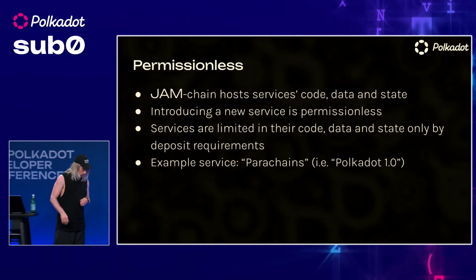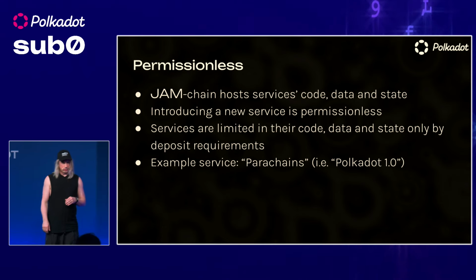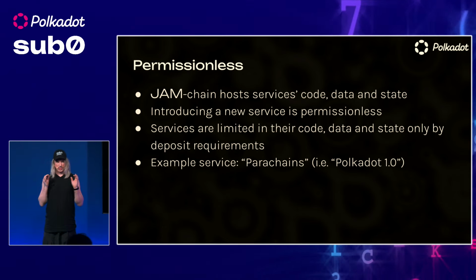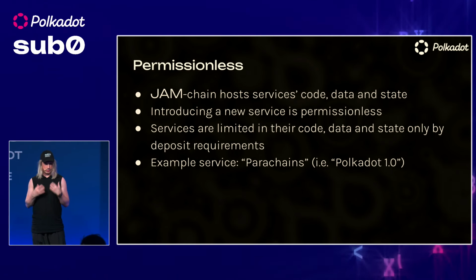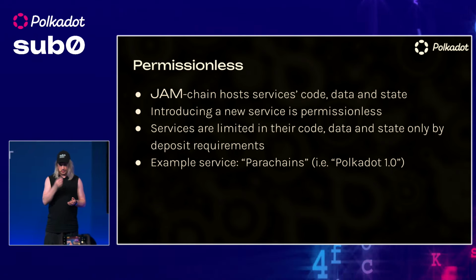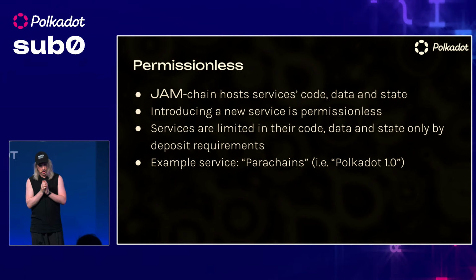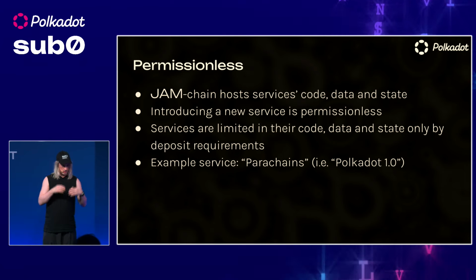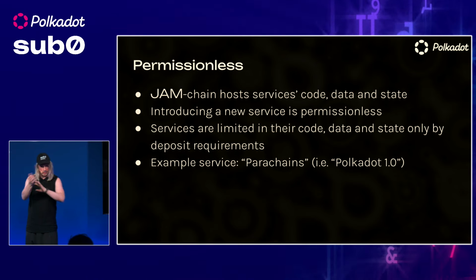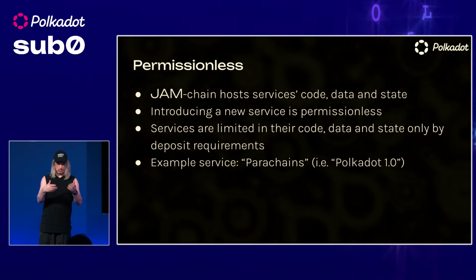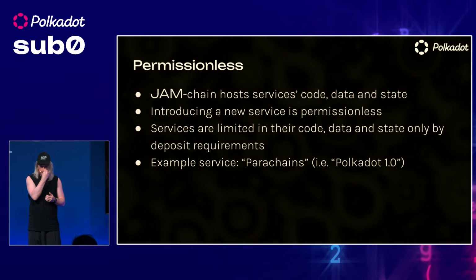All right. So, as I mentioned before, Jam is permissionless. So Jam hosts code, very similar to a smart contract chain in this regard. People can upload code, they can expect Jam to execute that code. It also hosts data, this pre-image lookup that I just talked about, and state, essentially very similar to a key value store.